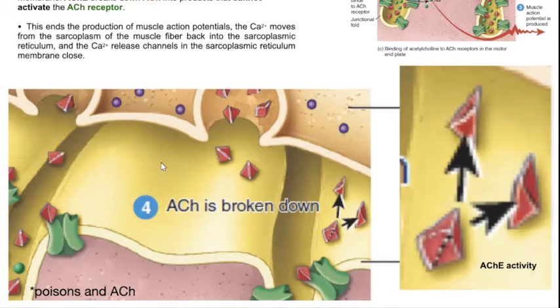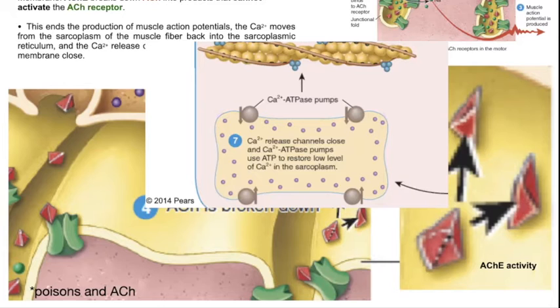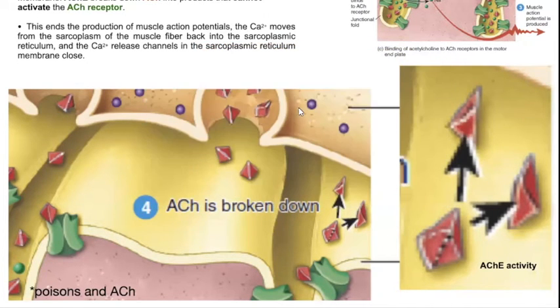All right. So acetylcholine is broken down by acetylcholinesterase, and so you don't get a signal. And further down the line, when you look at the release of calcium, calcium is pumped back into the sarcoplasmic reticulum. And then there's no longer calcium, and that interaction between myosin and actin ends, right? And then that's when the muscle relaxes. So that's the end of it right there.